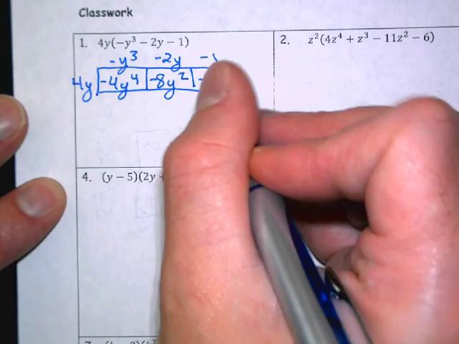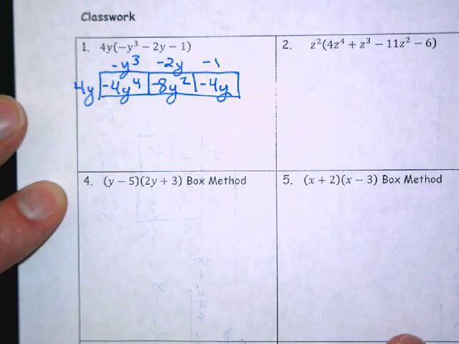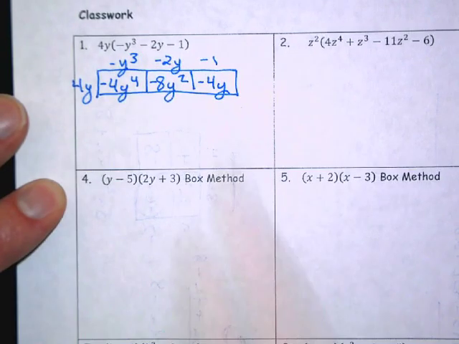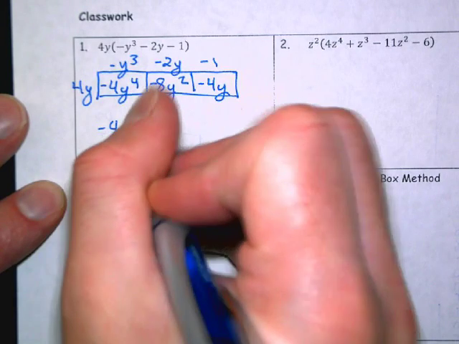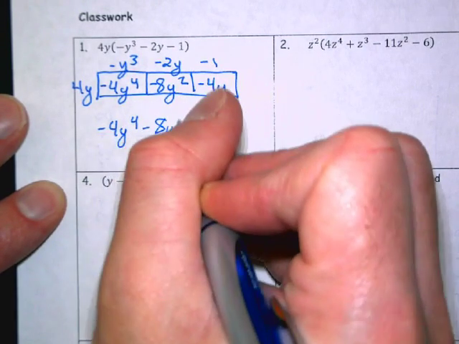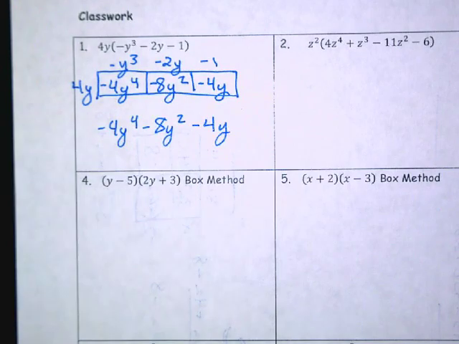4y times negative 2y, negative 8y squared, and 4y times negative 1, negative 4y. And when you only have a 1 by 2 or 1 by 3, there's no like terms to combine. That's your answer. So if you want to draw yourself a 1-row box for the problems that are just distributing, go for it.